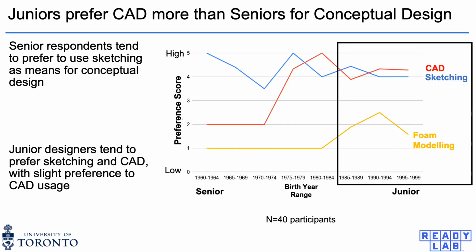The results actually tend to match our initial inclination. Junior designers prefer CAD more than senior designers in conceptual design. Specifically, the senior respondents tend to prefer to use sketching as a means for conceptual design, whereas junior designers tend to prefer sketching and CAD with a slight preference to CAD usage. This is particularly interesting because what it indicates is that there's this dichotomous shift towards younger designers using technology and its greater features throughout the conceptual design process.